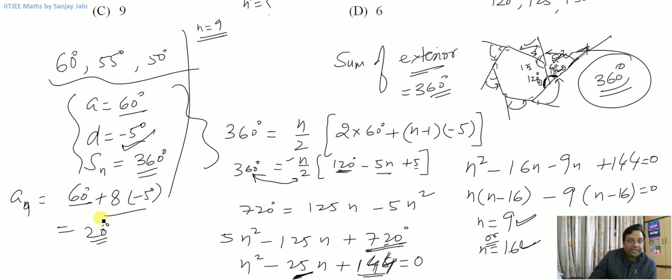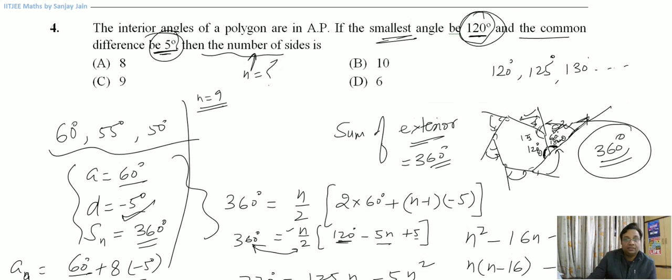But if you take n equal to 16, what will be the 16th term here? It will be a plus 16 minus 1, that is 15, into d, that is minus 5. So 15 5s are 75, so it will give you a negative angle, which is not possible. So n equal to 16 can be ruled out. Hence, your answer to this question will be 9.